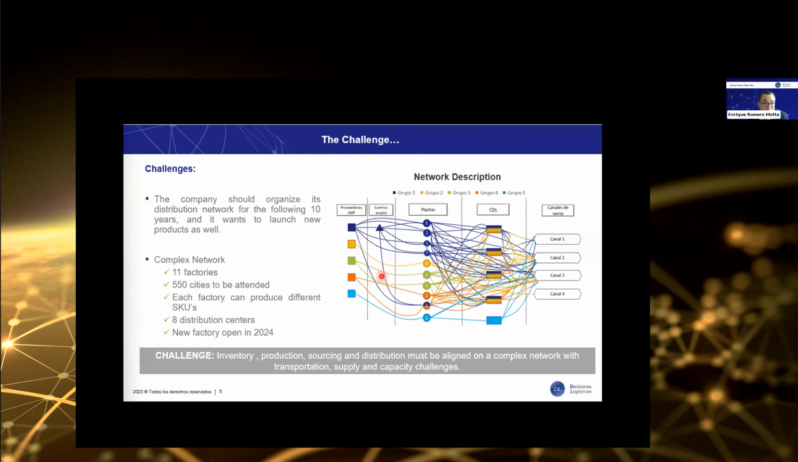So we have 11 factories, 550 cities to be attended. Each factory can produce different SKUs, and this is an interesting challenge related with that. Not every single factory produces the same products. So the mix in every factory was a little bit different, okay? Another challenge to the supply chain complexity: 8 distribution centers, and a new factory opening in 2024. So we must include everything in a model. And we must deal with everything if we want to provide a specific strategy for managing the operations.